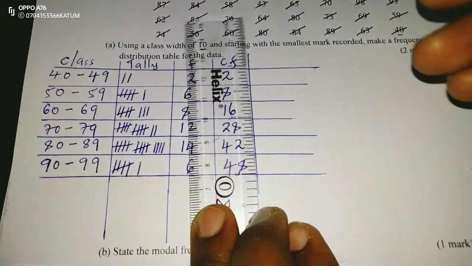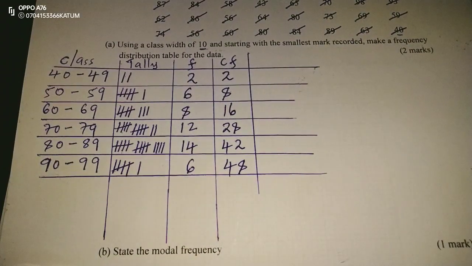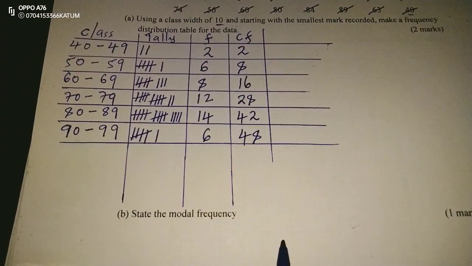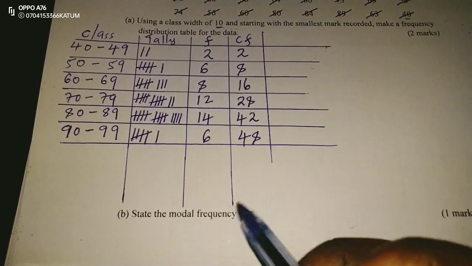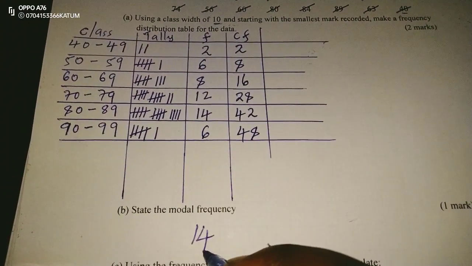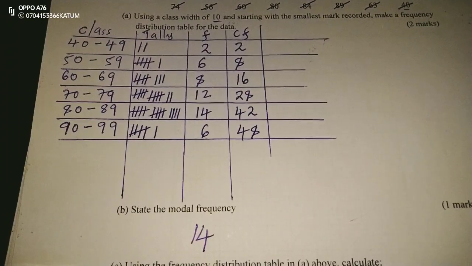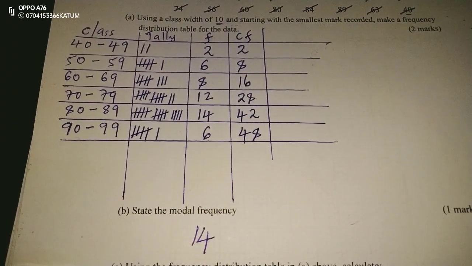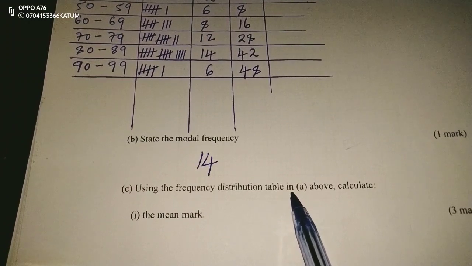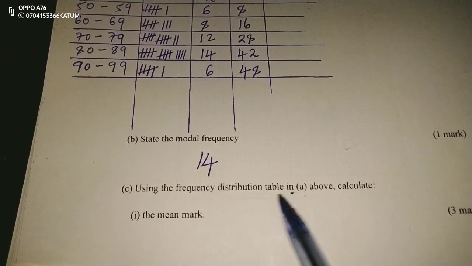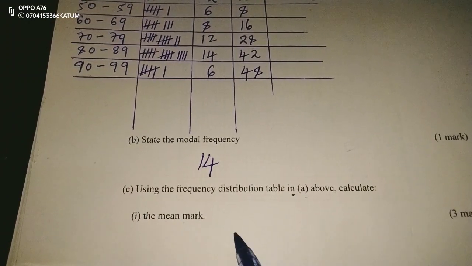Now, the next thing we've been told to do is to state the modal frequency. Modal frequency is the highest frequency in the given data. That is going to be 14. Then the next, using the frequency distribution table in A above, calculate part 1, the mean mark.